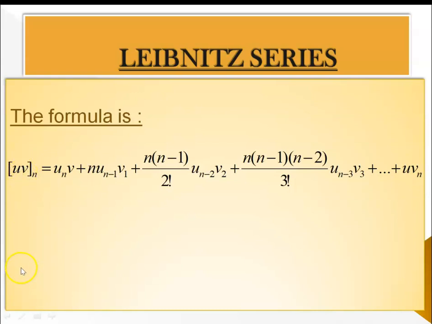We are all familiar with this formula: (u·v)' is equal to u times the derivative of v plus v times the derivative of u. But we use that formula when we know how many times we are going to differentiate our functions. In the Leibniz series, we don't know how many times we are going to differentiate our functions, so we will use the Leibniz series.